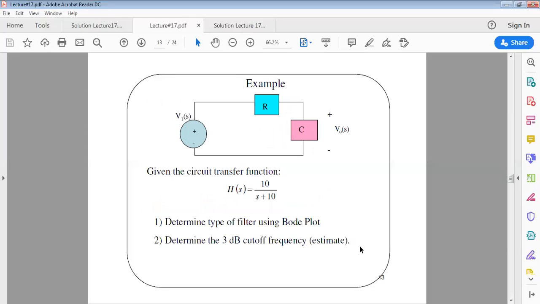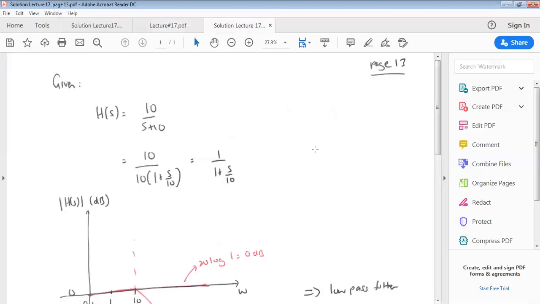So we're going to have the first example for a low pass filter. In this example, we are given the transfer function straight away, where the transfer function is 10 over s plus 10. So based on this, you need to obtain the filter type using the Bode plot. And secondly, we need to obtain the 3 dB cutoff frequency. Let's have a look at the solution for this example.